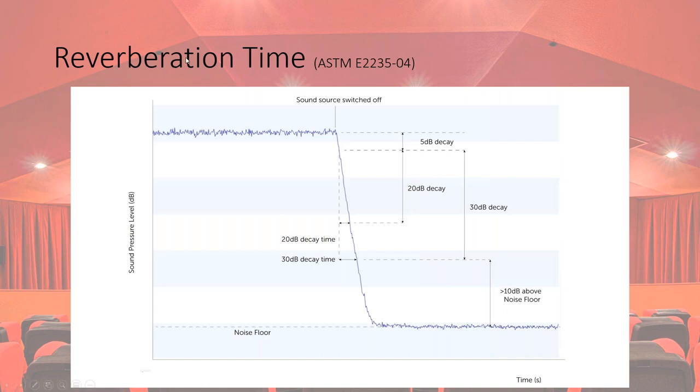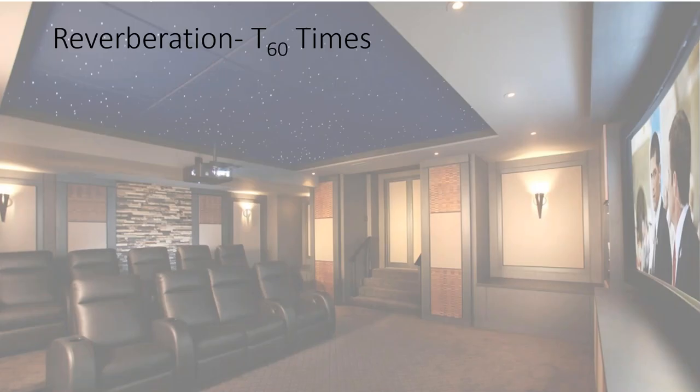In this particular one, you have your sound source, and they turn it off. There wasn't enough of a floor to get the whole 60 decibels, so what they merely do is measure how long it took to get 30 and double it, or 20 and triple it. But generally speaking, you're going to see it expressed as T60. So what does this mean?